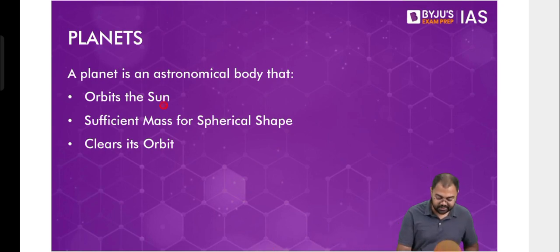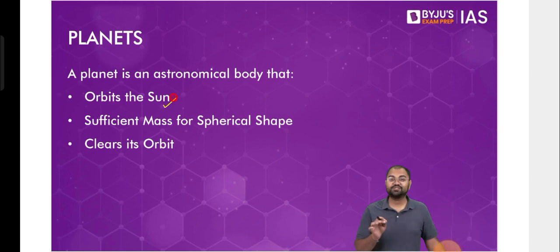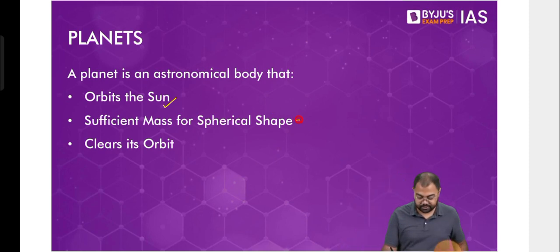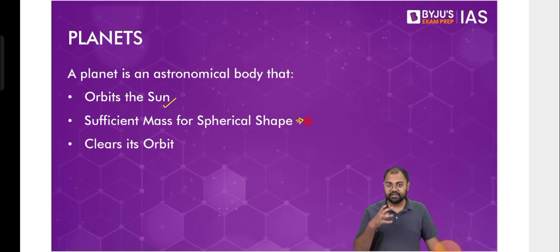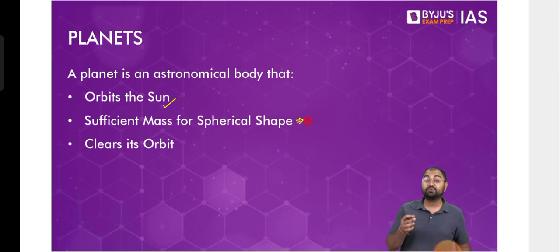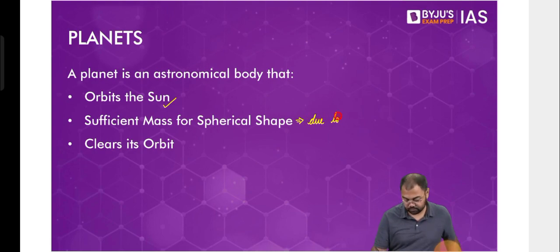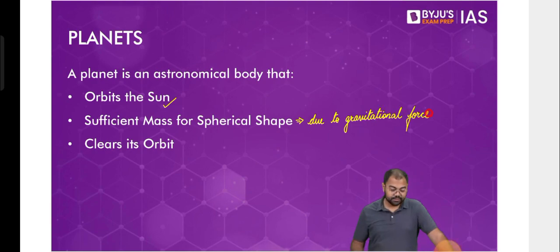The first criterion is that it should orbit the sun. So any astronomical body that is orbiting around the sun, we can say that it is a planet. The second point is that it should have sufficient mass for a spherical shape. Just as we discussed for the stars as well, they would have a gravitational stability, and this gravitational stability will lead to a spherical shape. So this is due to gravitational force. With the help of gravitational force, they will have sufficient mass for having a spherical shape.